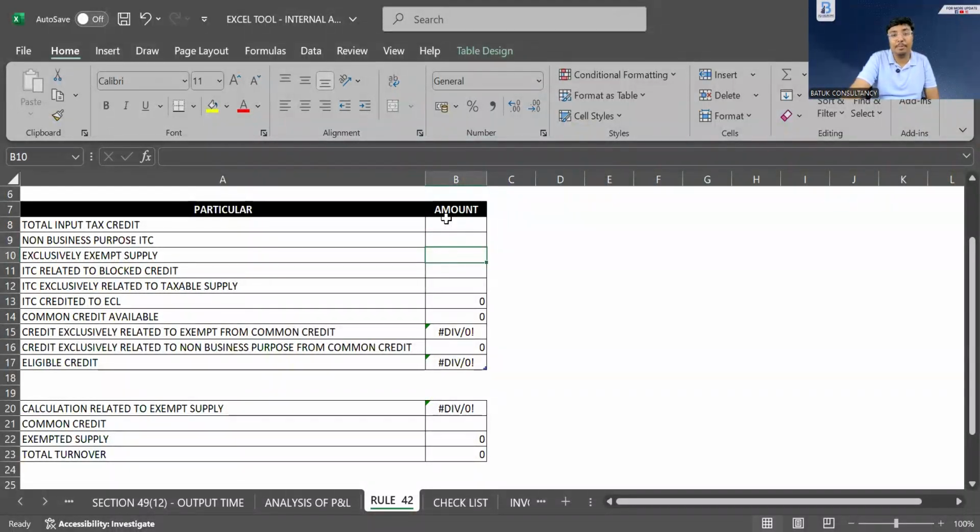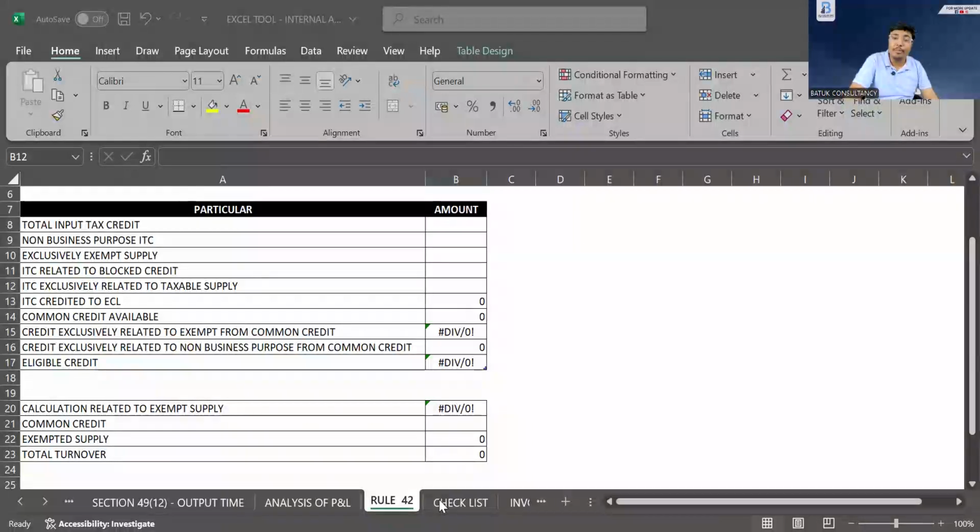Exclusively exempted supply. Suppose in this particular input tax credit there is certain ITC which is exclusively for the exempted supply, you need to reduce this. Then ITC related to blocked credit, which is blocked under section 17 subsection 5. You need to reduce that ITC which is blocked under section 17 subsection 5.